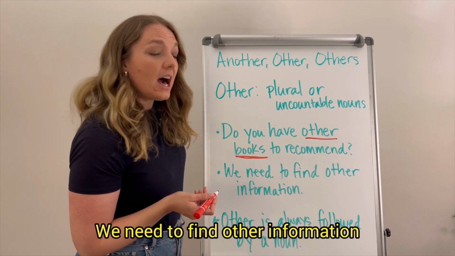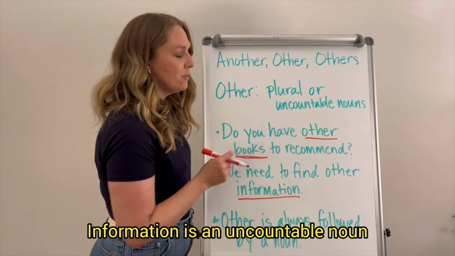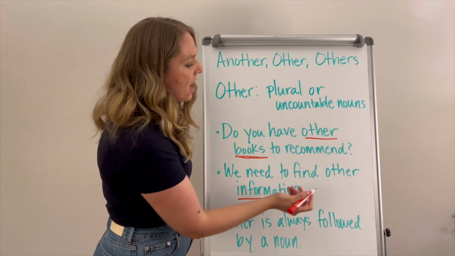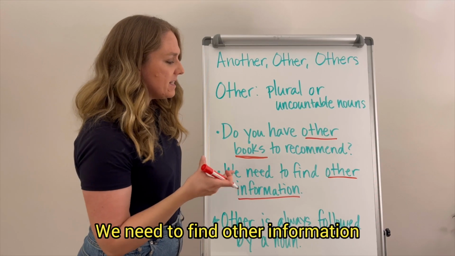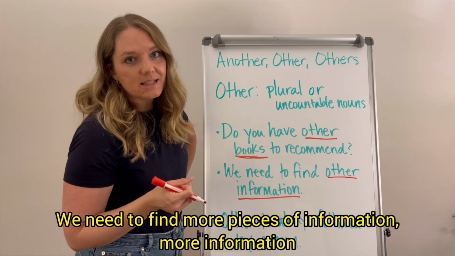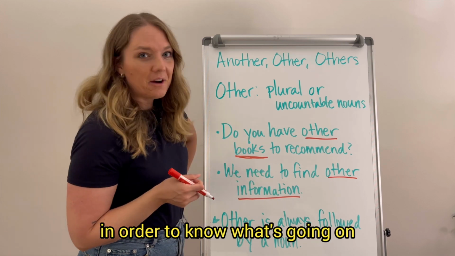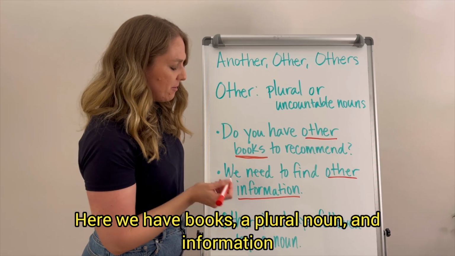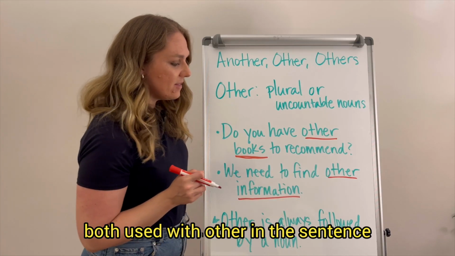We need to find other information. Information is an uncountable noun. You can't count information that you have. Other here, just meaning more information. We need to find other information. We need to find more pieces of information, more information in order to know what's going on. So here we have books, a plural noun, and information, an uncountable noun, both used with other in the sentence.